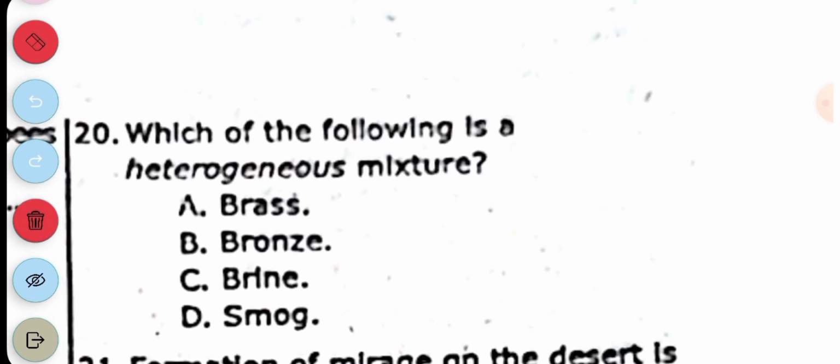Question 20. Which of the following is a heterogeneous mixture? A. Brass, B. Bronze, C. Brine, D. Smog. The answer to question 20 is D. Smog.